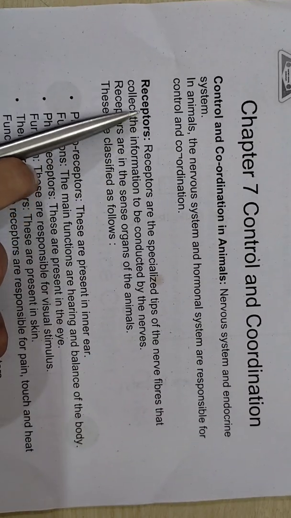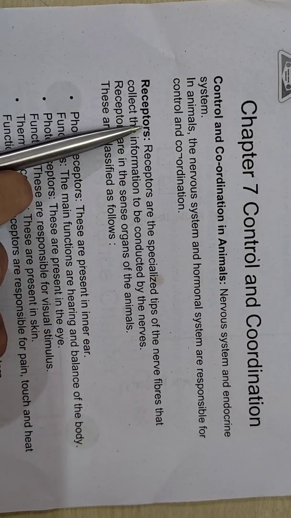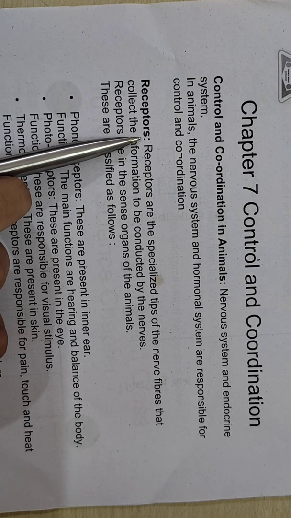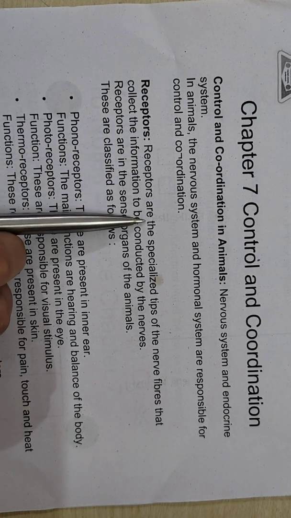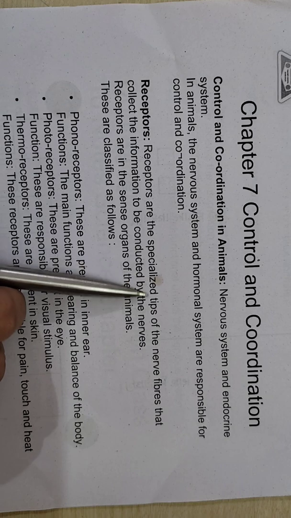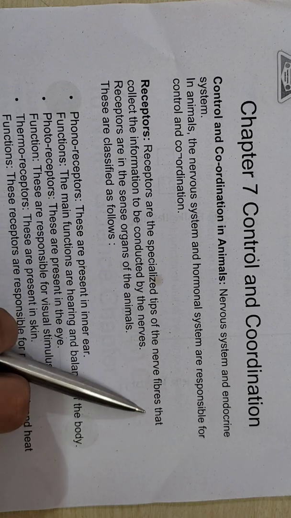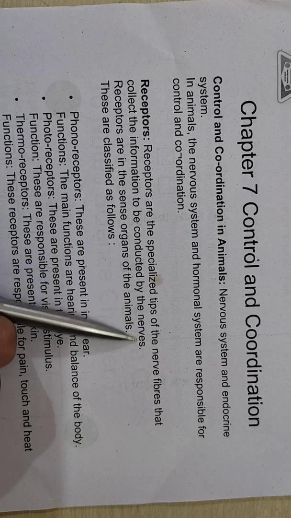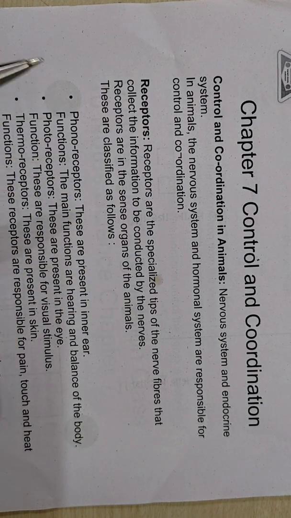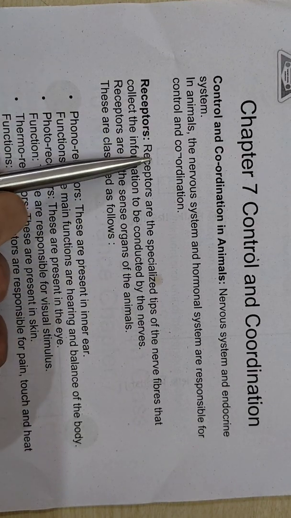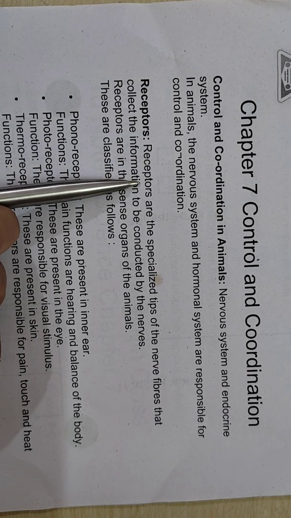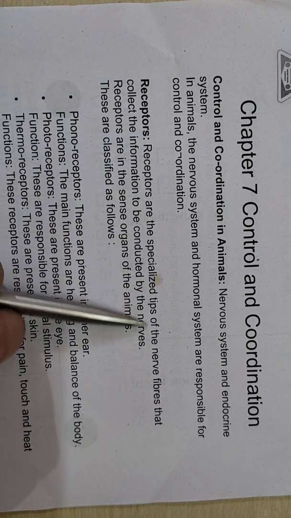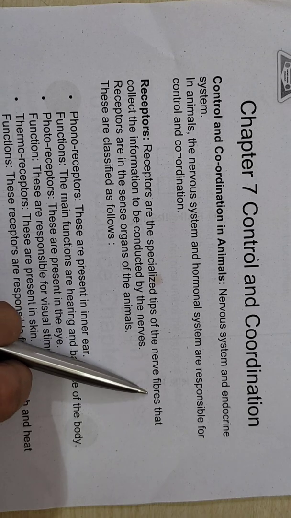Now after that, in this chapter we are studying about receptors. So what basically are receptors? Receptors are the specialized tips of the nerve fibers that collect the information to be conducted by the nerves. So basically the function of the receptor is to collect the information, right? It is the specialized tip of the nerve fibers.